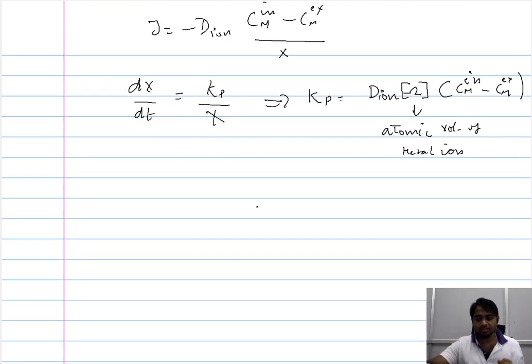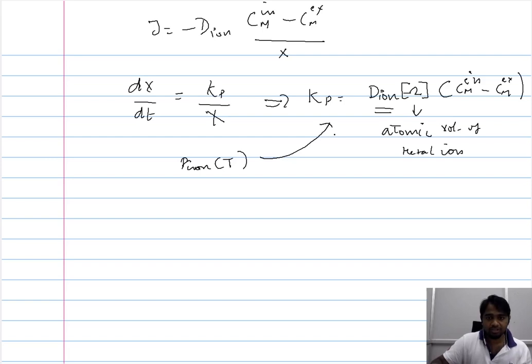Now here, this constant of proportionality is dependent on the diffusivity of the ion within the metal oxide region. Since the diffusivity of the ion, or any diffusivity for that matter, depends on the temperature, the influence of temperature on the parabolic oxidation rate is rather definite, and this influence is through the diffusivity of ions that are traversing through the metal oxide.